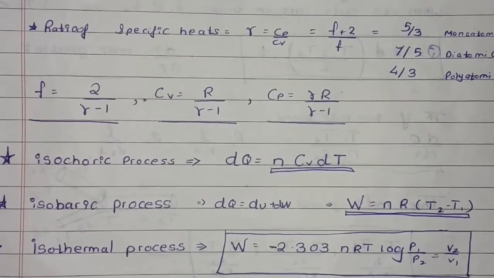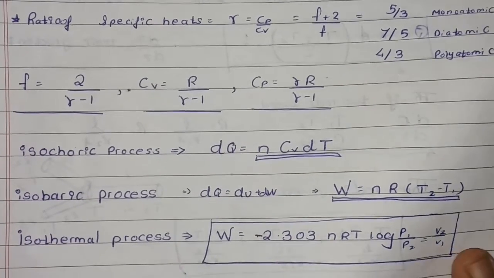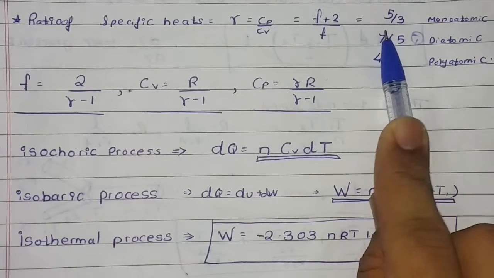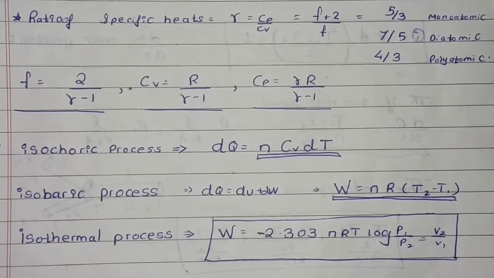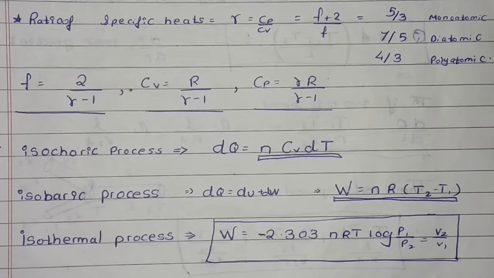Ratio of specific heats, which is gamma, I told you in the speed of sound. So gamma, the ratio of specific heats, is Cp upon Cv, (f plus 2) upon f. Substituting those values, we get 5 by 3 for monoatomic, 7 by 5 for diatomic, and 4 by 3 for polyatomic. So f equals degree of freedom. I told you about degree of freedom, right? So f equals 2 upon (gamma minus 1) for anything. Cv equals R upon (gamma minus 1), and Cp equals gamma R upon (gamma minus 1).